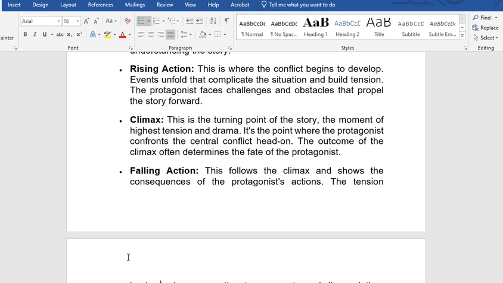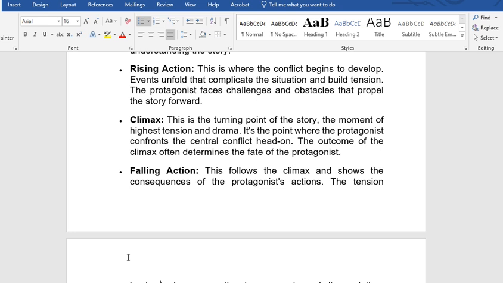From the rising action, we now move to the climax. Climax is the highest point of conflict. This is the turning point of the story, the moment of highest tension and drama. It is the point where the protagonist confronts the central conflict head-on. The outcome of the climax often determines the fate of the protagonist.